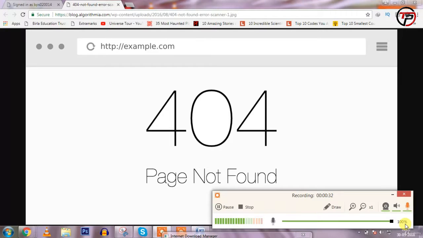Means if you are searching for a particular digital marketing page and you get this error, that means that the website or that web page particularly is removed by the person who has developed the website, means the web developer. So how does it affect the SEO? It affects the SEO by the following things.